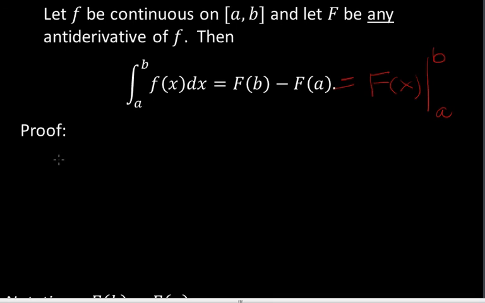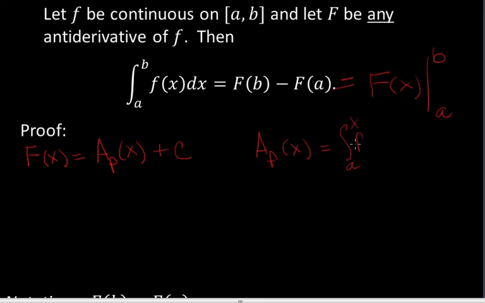The proof of this part of the theorem is very straightforward, so I think it would be good for you to see it. F is an antiderivative of little f, so we know that all antiderivatives just differ by a constant. So capital F of x is the area function plus some constant, where I'm choosing the area function to be the integral from a to x of f of t dt.